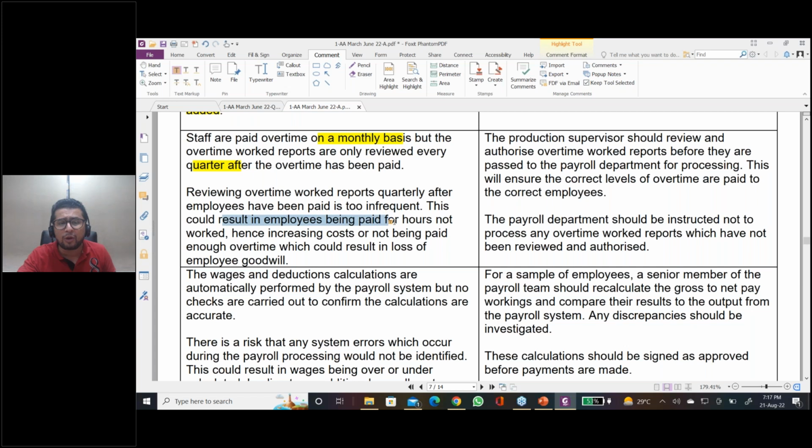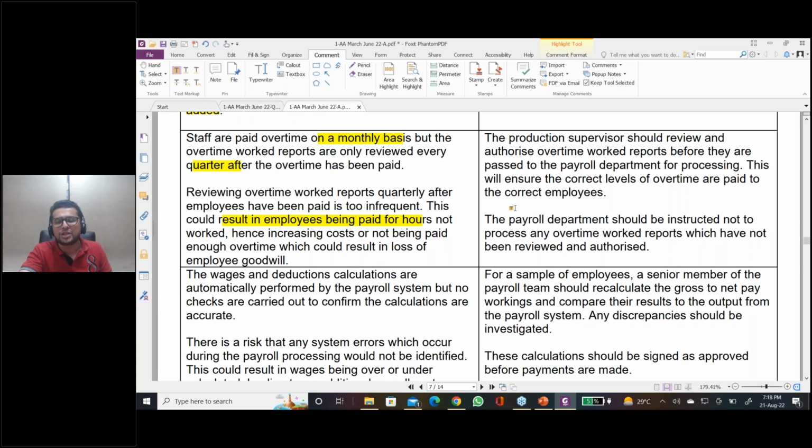This could result in employees being paid for hours not worked. This could lead to extraordinary costs for the company, and this could also lead to loss of employee goodwill because maybe some of the staff are being underpaid. So maybe you paid extra wage to A, extra bonus to A, extra overtime premium to A, and maybe you underpaid someone. So that could lead to extra cost for the company, and at the same time this could lead to unsatisfied employees, or loss of employee goodwill as well.